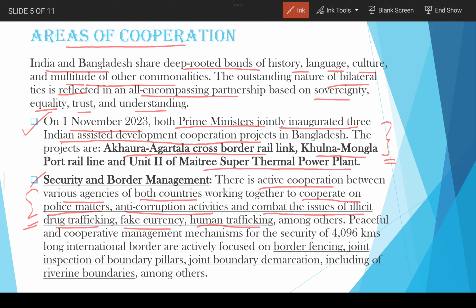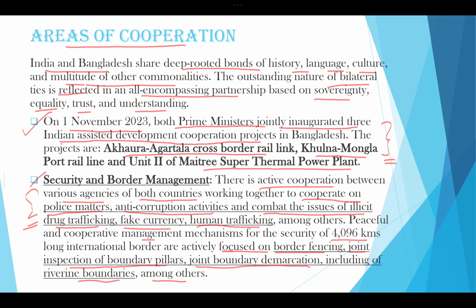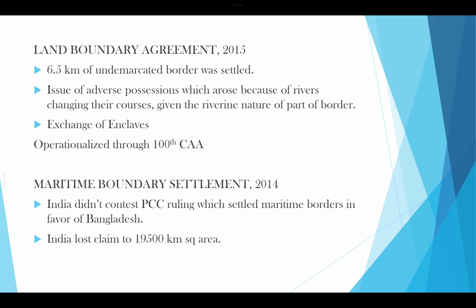Okay, there is a peaceful and cooperative management mechanism for the security of the 4096 kilometer long international border. They are actively focused on border fencing, joint inspection of the boundary pillars, and joint boundary demarcation, including the riverine boundaries, among others. Okay, so there has been this management of the border between India and Bangladesh, and we will also be talking about the agreements on solving the boundary issues which took place in 2014 and 2015. Let's talk about them first.